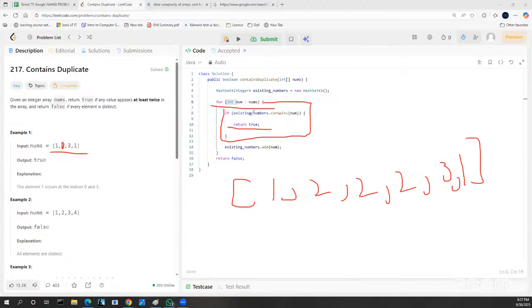So we have a duplicate. If it does not exist, then we're adding that number from that array into this hash set. What's our hash set? Existing numbers. If it exists, then we have found our duplicate. A hash set will never allow you to add a duplicate. For example, if it has already added a 2, it will not allow you to add another 2.